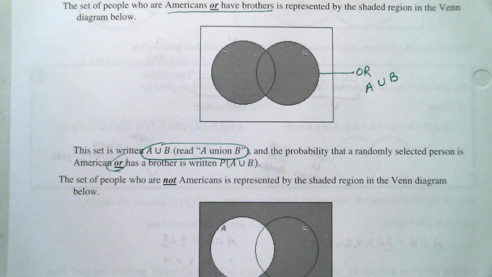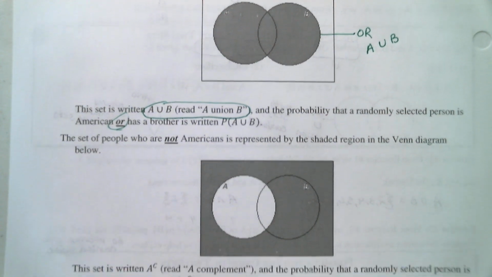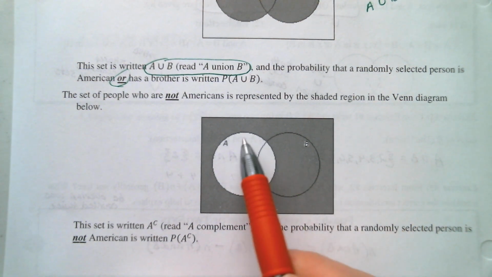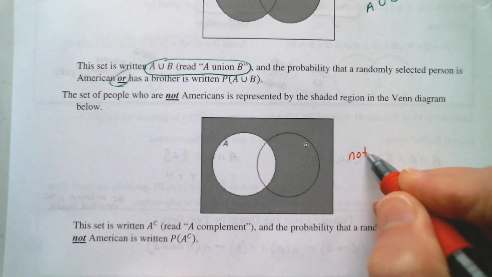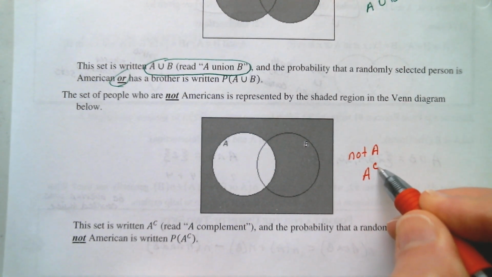The set of people who are not Americans is represented by the shaded region in the Venn diagram below. The set is written A with a superscript of C for the complement, read A complement, or the complement of A. So this is everything outside of A. Sometimes I'll just refer to it as not A, or A complement.